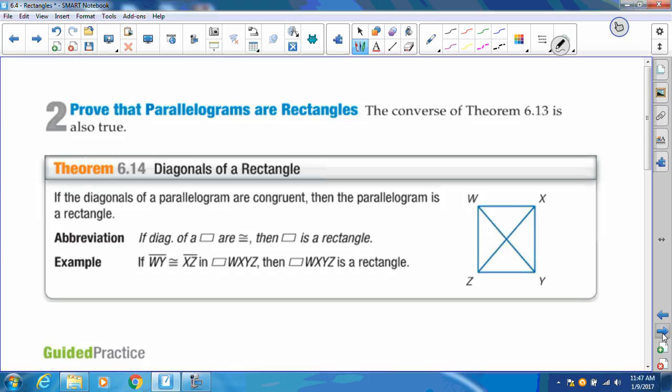Okay, now, just like what we did in 7.3 when we were doing all of those properties as converses, saying, you know, if the diagonals bisect, then you can conclude it's a parallelogram. The same is true with this property of the diagonals of a rectangle, and that is, if you know that the diagonals are congruent, then you can conclude that it's a rectangle.